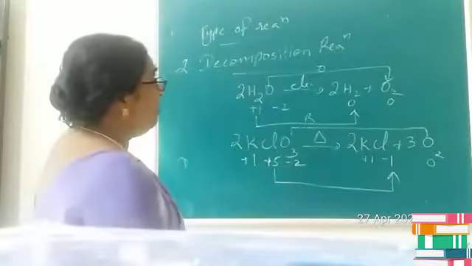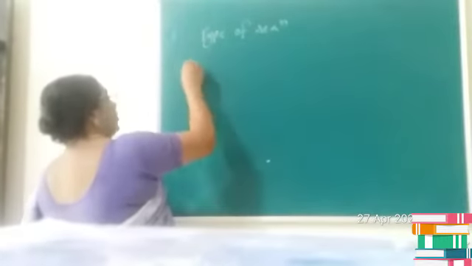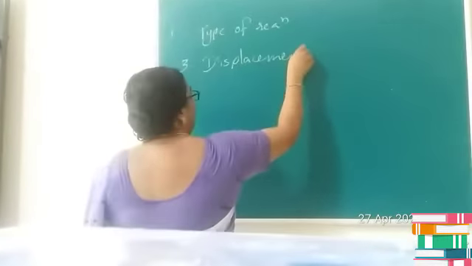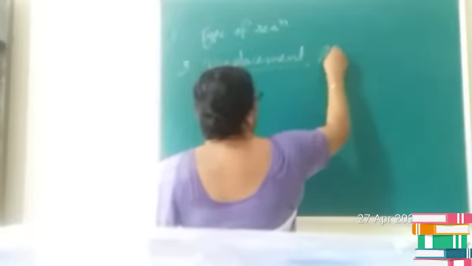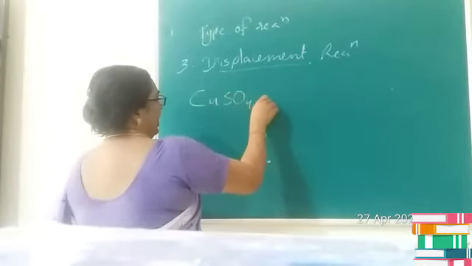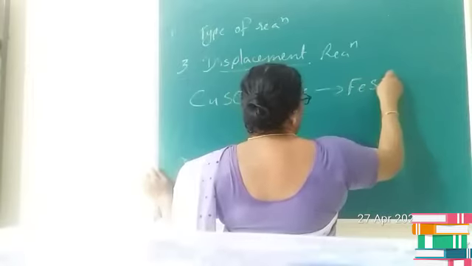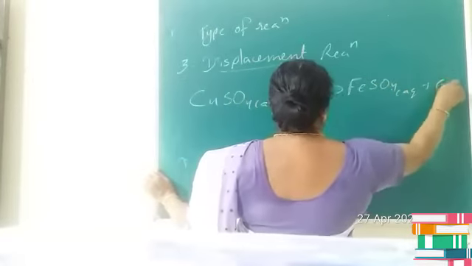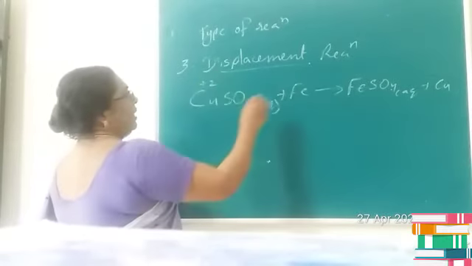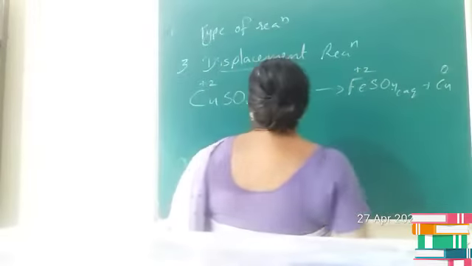Now let us consider the next type of reaction, that is displacement. Displacement reaction means you know that the element which is more reactive displaces another element from a salt solution. You consider copper sulfate, CuSO4, in the aqueous form, plus Fe will give you FeSO4 in the aqueous form plus copper. In this case the oxidation state of copper is +2 and iron is 0. Here we can say that it is +2 and this is 0.